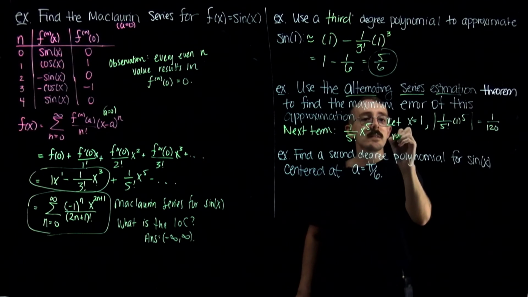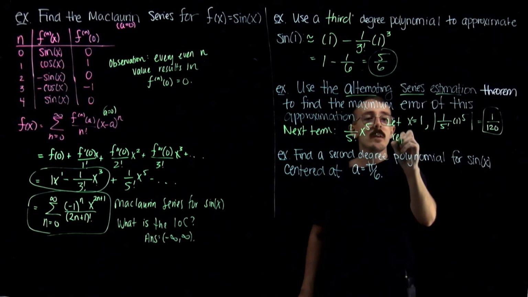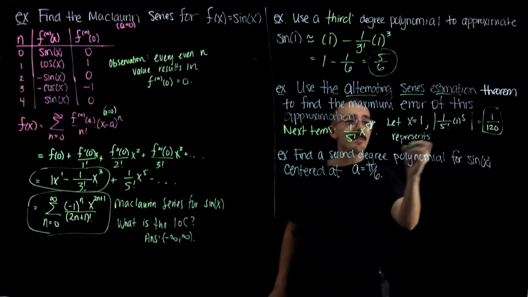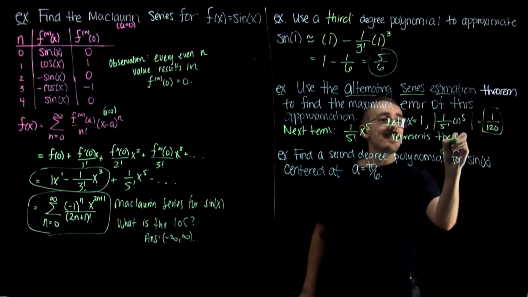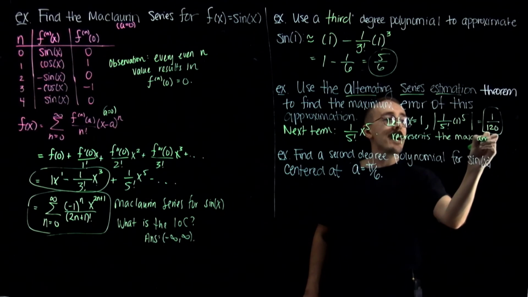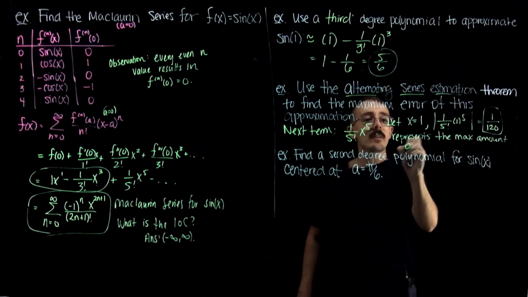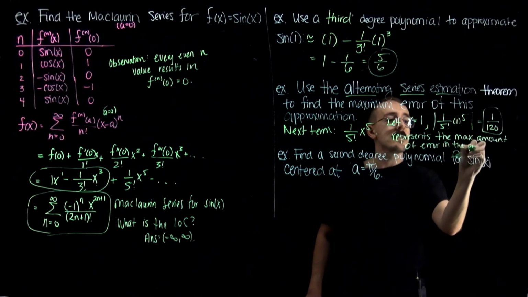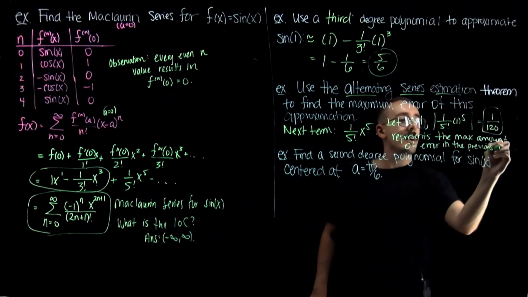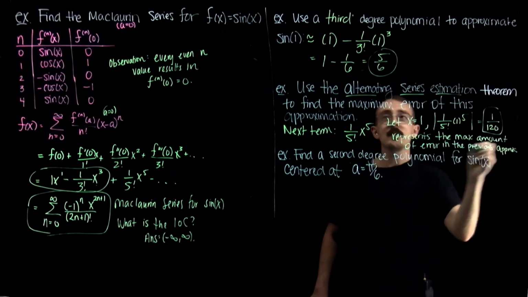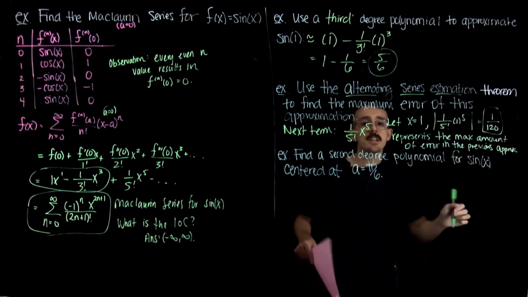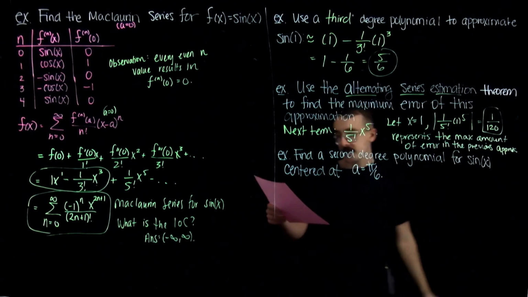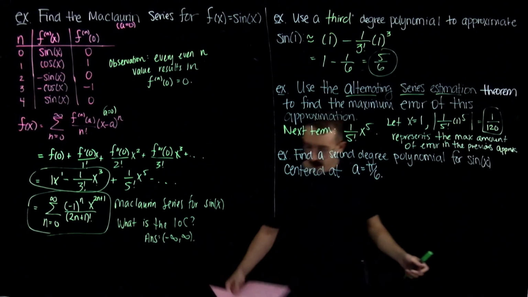So 1 over 120 represents the max amount of error in the previous approximation. So this approximation of 5/6 is actually at most off by 1 over 120, which is a pretty small amount to be off by.